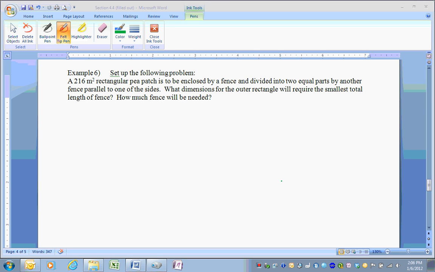Okay, so for example 6, you have a rectangular patch. It's been enclosed by a fence and divided into 2 equal parts by another fence parallel to one of the sides. So the drawing's going to be a little strange. It's like a rectangular garden bed, if you want to think of it that way, but it's going to be divided into 2 equal parts.